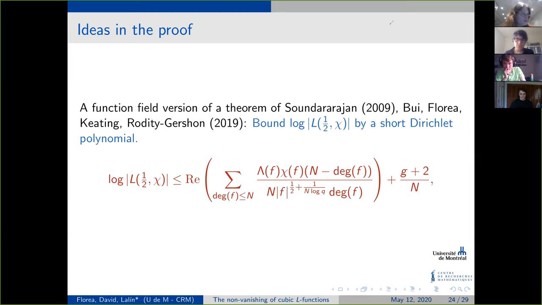So there's this result by Soundararajan, and also a function field version by Bui, Florea, Keating, and Roditty-Gershon, where they bound the log of L by some arbitrary sum. This sum is up to N, and N I can choose. If I take N close to G, this is a long sum. But I can also take N smaller. Then this number will grow, but maybe in a way I can control, and then this sum will be smaller.